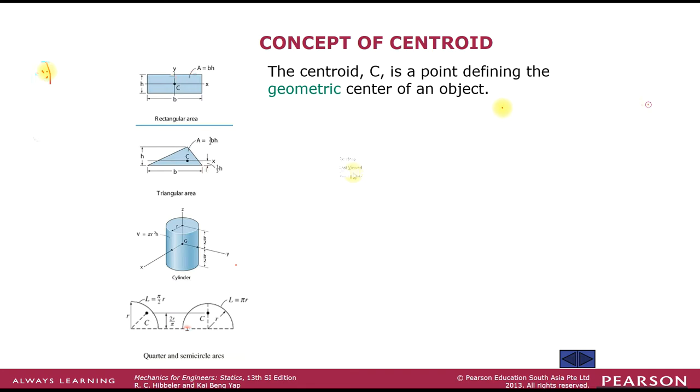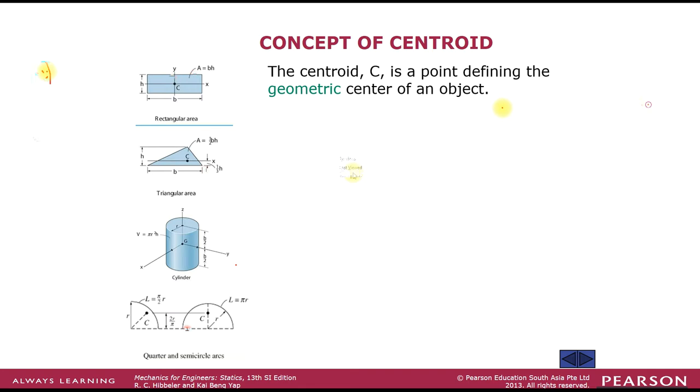Then we determine the coordinates of the centroid of the rectangular element in terms of the general point, and we express all the variables and integral limits in the formula using either x or y, depending on whether the differential element is in terms of x or y, and we integrate. We use steps similar to those for determining the center of gravity or center of mass.